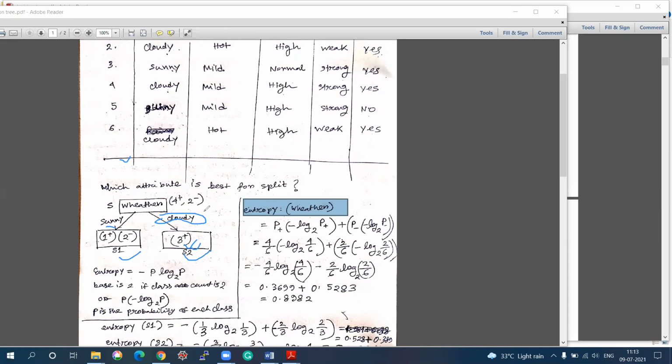So if I calculate the entropy of S2, I will see that the entropy is coming as 0. Now we will see whether it is coming or not, but just for discussion I mentioned that.